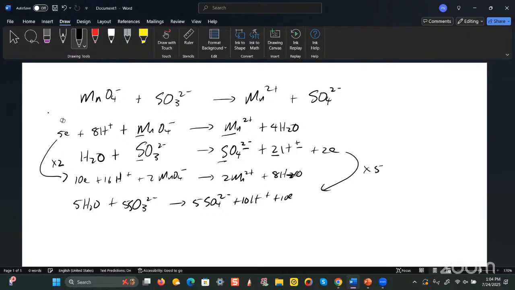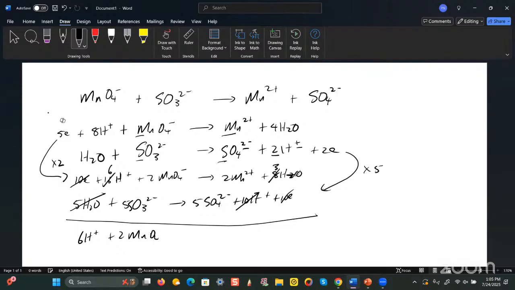All right? And then we add them up. Now, the 10 electrons will cancel out, of course, right? That must always happen, right? If you have electrons left over, you did something wrong, all right? So all the electrons will cancel out, right? But there are other items in this case that will cancel out. For example, these 10 hydrogen ions will cancel out 10 of these, leaving behind 6. But you see that? And then not only that, these 5 water molecules will cancel out 5 of these, leaving behind 3.